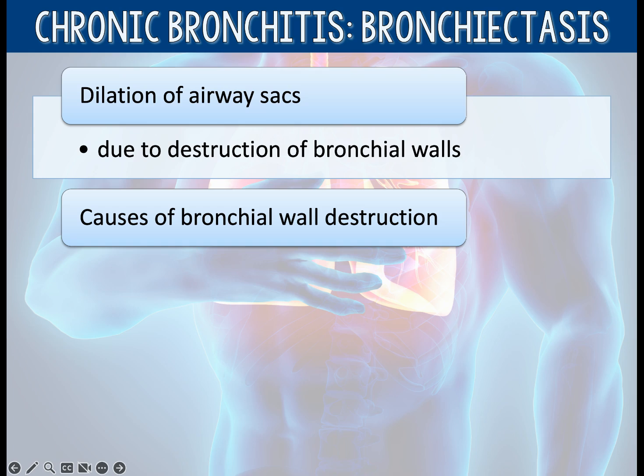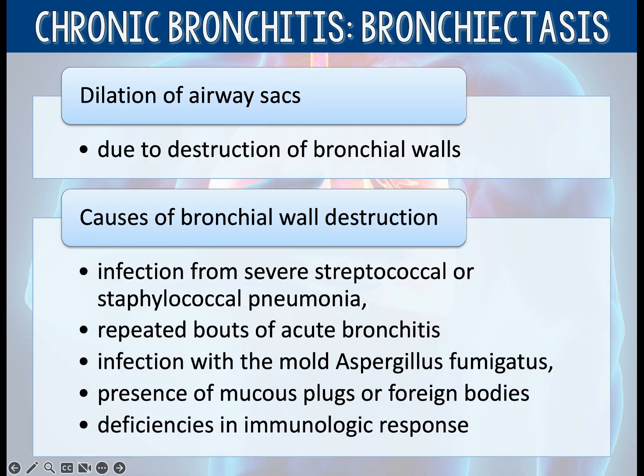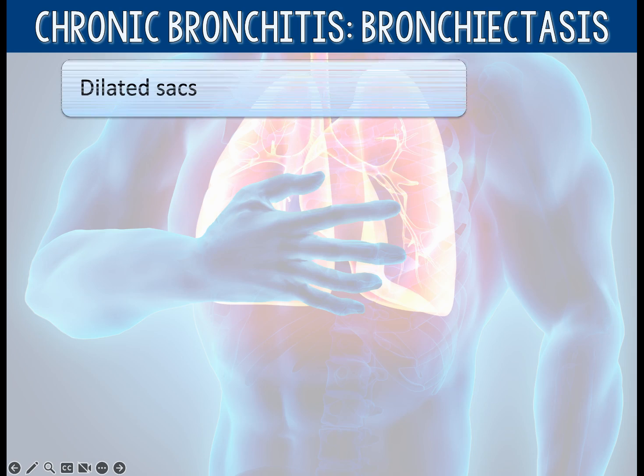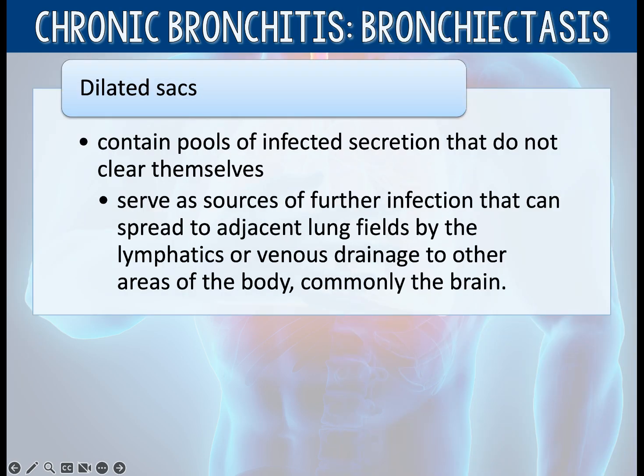So what are the causes of bronchial wall destruction? It can be from something like pneumonia. It could be this patient just keeps having acute bronchitis for whatever reason. It could be from mold, or it could be from mucus plugs or foreign bodies. And it could also be, of course, a problem with the person's immune system. So these dilated sacs, they can contain pools of infected secretion, and it's very hard to clear it.